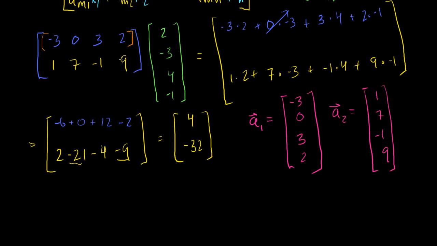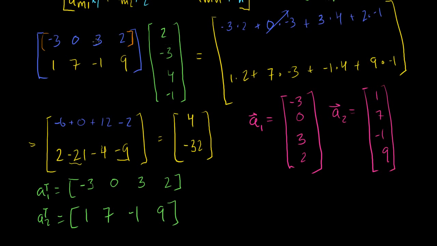So what we can define to turn these guys into row vectors is the transpose function. Transpose, you just turn the rows into columns and the columns into rows. So if this is A1, then A1 transpose will just be the row version of this: minus 3, 0, 3, 2. And then A2 transpose would be equal to 1, 7, minus 1, and 9.